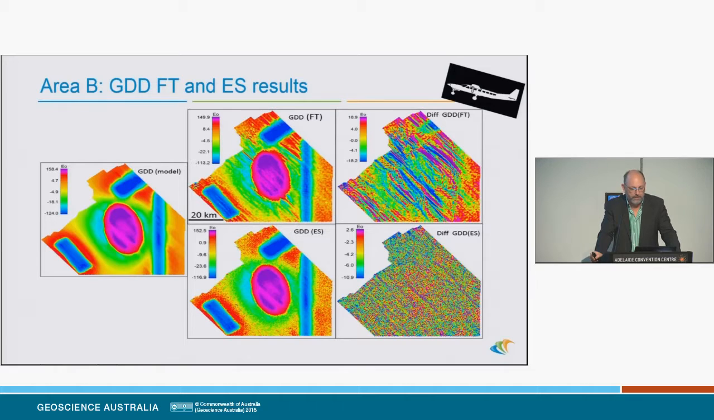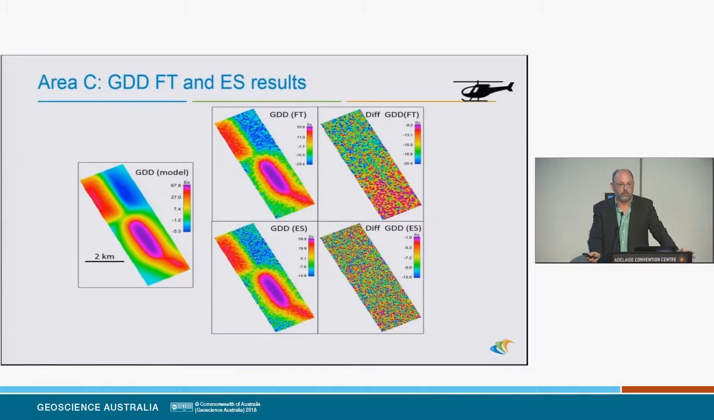So this is Area B, and this is again a fixed wing but in severe topography. And now you can see something a little bit different. Firstly, you can see some striping going through in the Fourier transform result, which you don't see in the equivalent source result. And secondly, you can see there's a lot less short wavelength information in the Fourier transform than there is in the equivalent source result. And that is pretty much as we expect, because we expect the Fourier transform method to have troubles once the range of altitudes becomes larger.